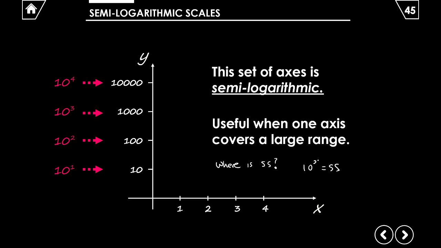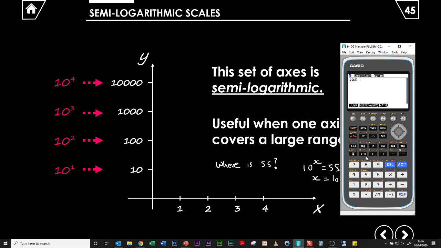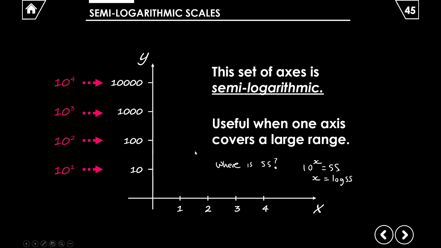Well, let's be a bit more sensible and use a letter up here. 10 to the power of x equals 55. We could solve that using logs to get x is log base 10 of 55. And if we do log of 55, that's 1.74. So it's almost 3/4 of the way up. So although intuitively you might think 55 is halfway, 55 would be here, almost 3/4 of the way up. So it's quite tricky to plot things on a log scale.